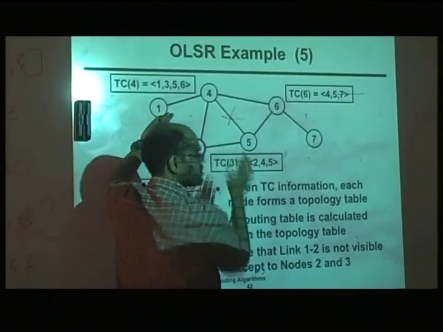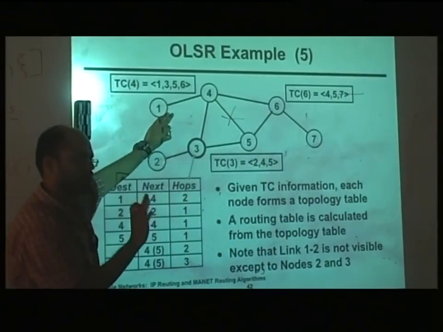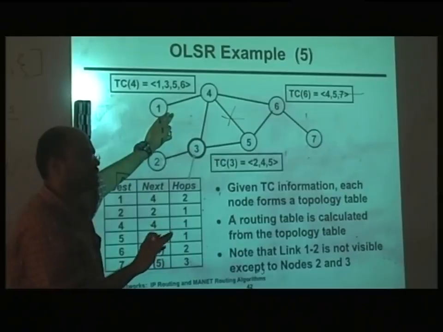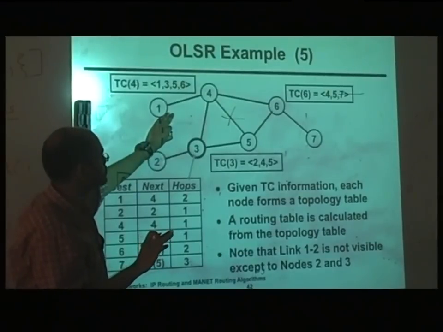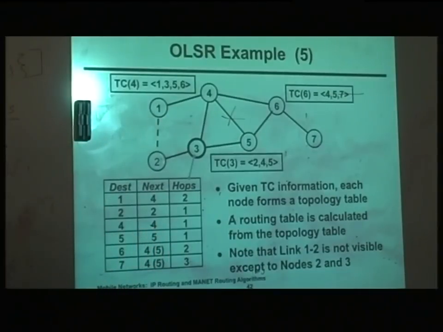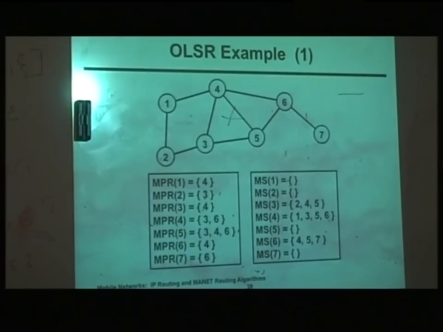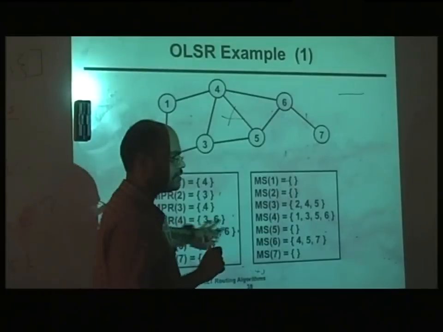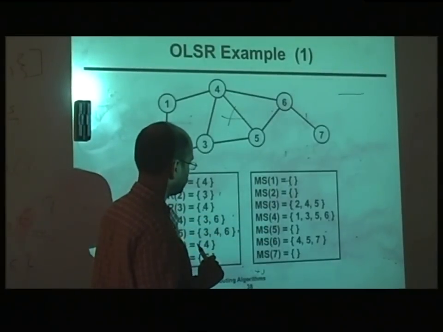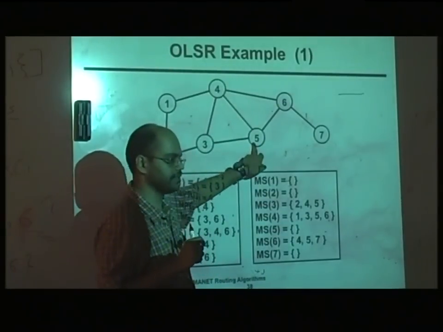No, so first let's see the first question. The first question was, can I remove this link? We can't remove this link. Now the second question is, MPR of 4 does not include 5. Okay, so let's see the MPR of 4. MPR of 4 is 3 and 6, that's fine.